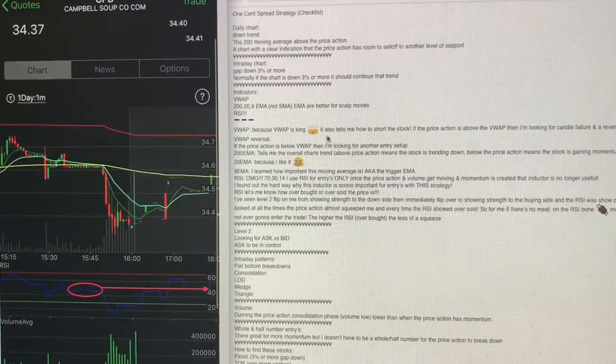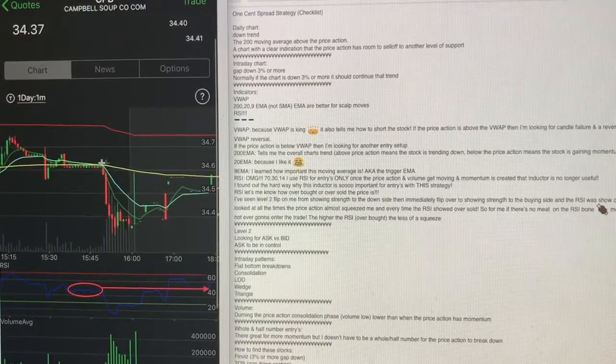But a reason why I like to use it is because for this style of strategy, I want to make sure that the VWAP is above my price action. It's telling me that the price action is trending down. It should continue that trend. So these are just indications, right? We all know that.